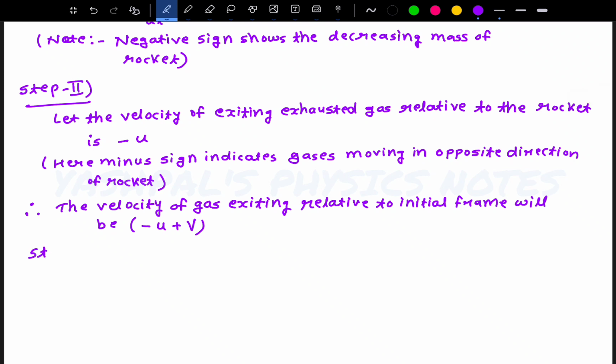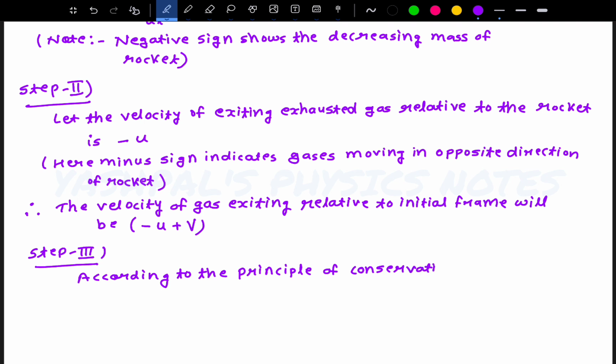Now in step number 3, we are going to do some calculations. This is step number 3. In step number 3, we are going to start with according to the principle of conservation of momentum.